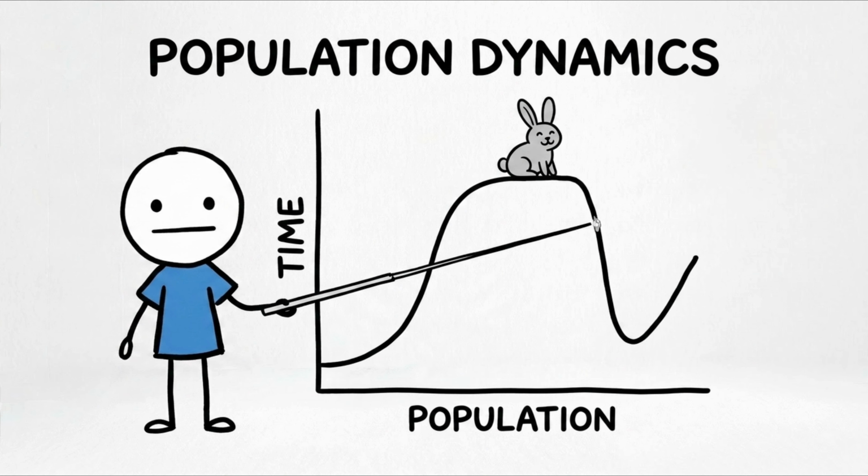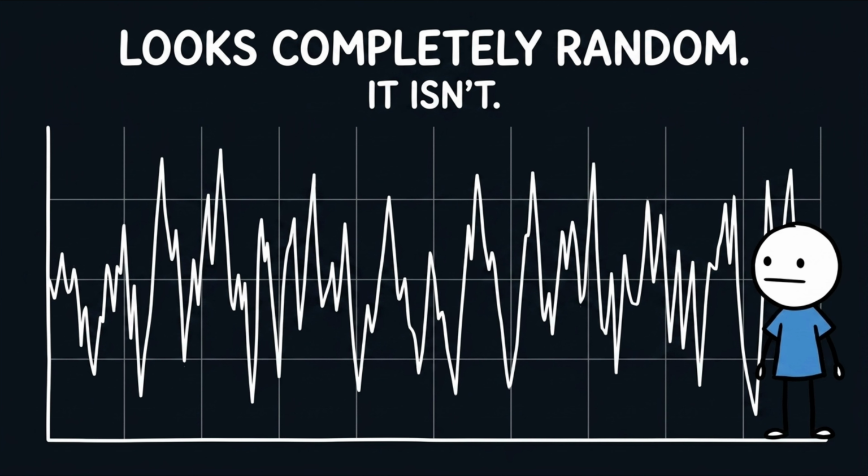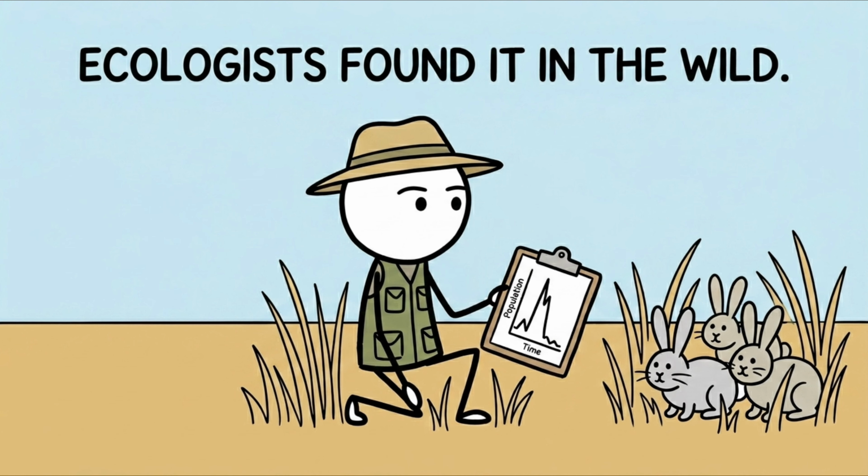The same structure appears in population dynamics. A simple equation describing how a population grows, crashes when resources run out, and recovers can produce behavior that looks completely random. Stable equilibria, then oscillating cycles, then sudden chaos, all from the same equation with different starting numbers. Ecologists found chaos in measurable animal populations in the wild.